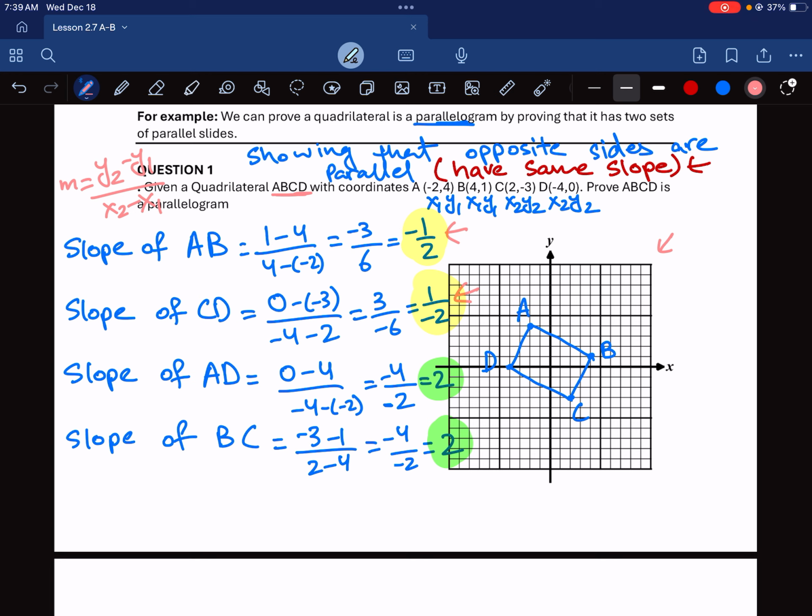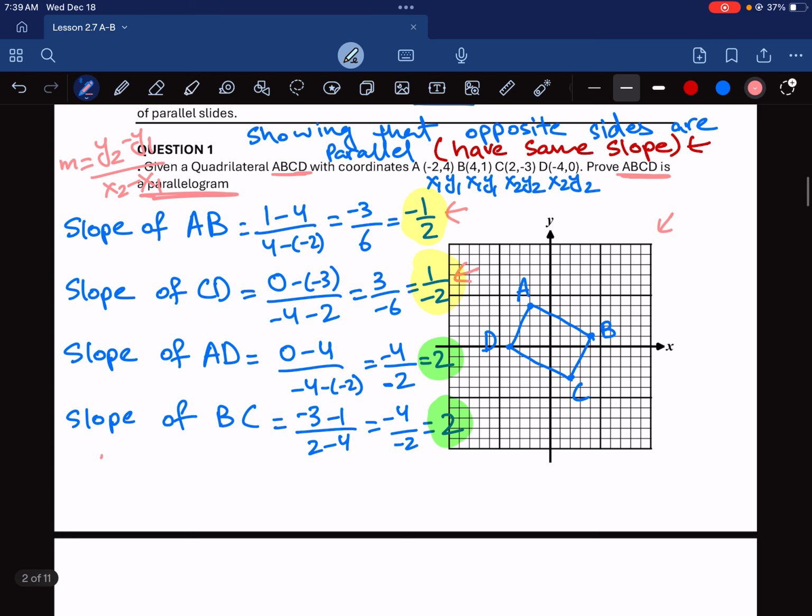The last thing you're going to do is write down a sentence explaining why it is a parallelogram. The way it's going to start is whatever they wanted you to prove, you're going to write that first. For example, they wanted you to show that ABCD is a parallelogram, so you're going to write that down first: ABCD is a parallelogram. Then you're going to write because.